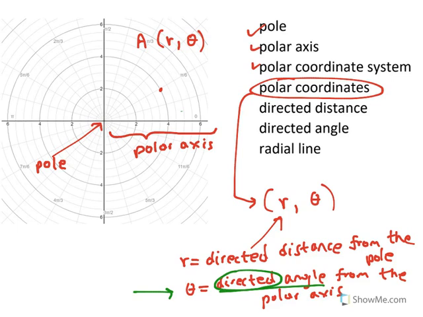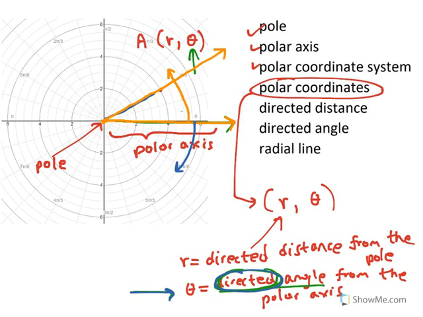So when we talk about theta in polar coordinates and we say the directed angle from the polar axis, what we mean is, when you learned about trigonometry, and for example, when you learned about the unit circle, you learned about angles of rotation. You could have the initial side of the angle along the positive x-axis, or right now the polar axis, and if you rotate the initial side of the angle counterclockwise, you will have a positive angle measure, whereas if you rotate the initial side of the angle clockwise, you will have a negative angle measure.